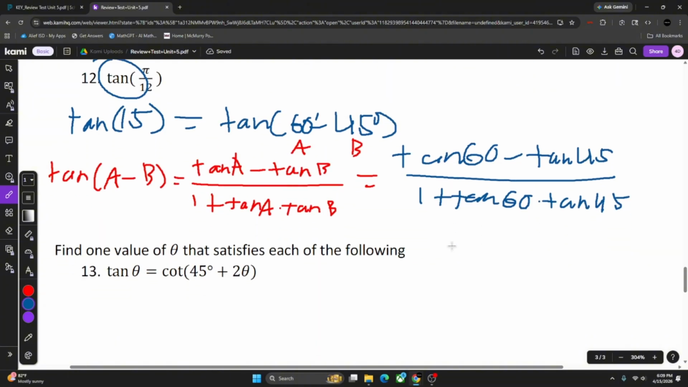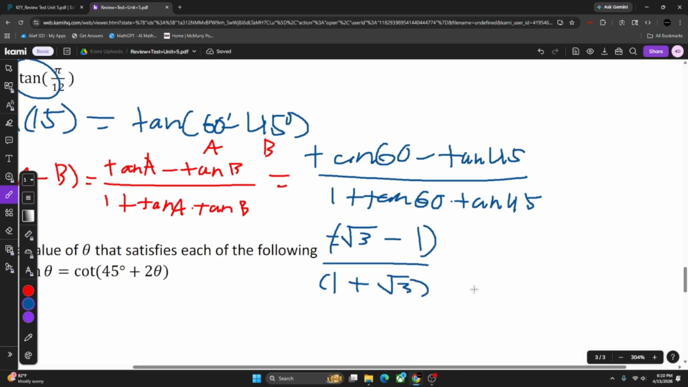Plugging in everything. All right, now 10 over 60. You gotta know your unit circle for this one. If you don't know your unit circle, you're fried. Okay, multiply.